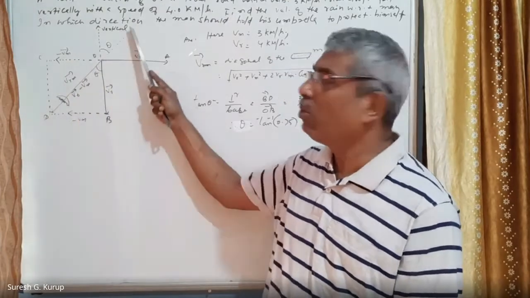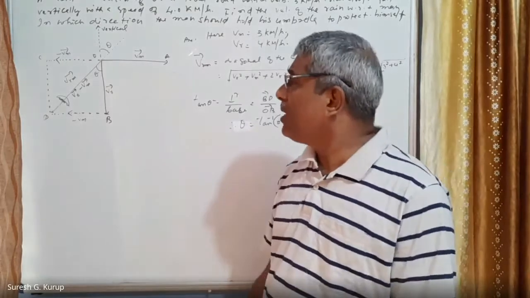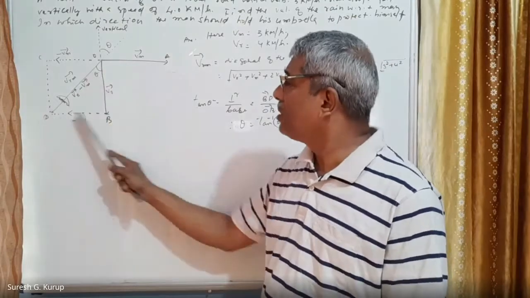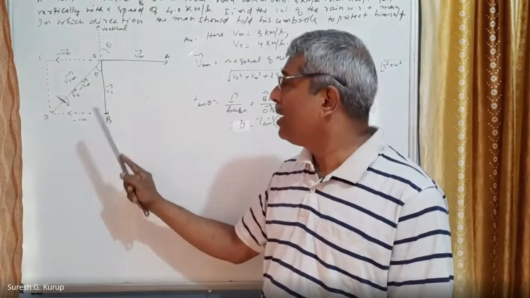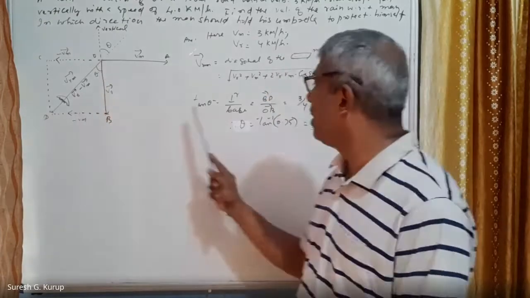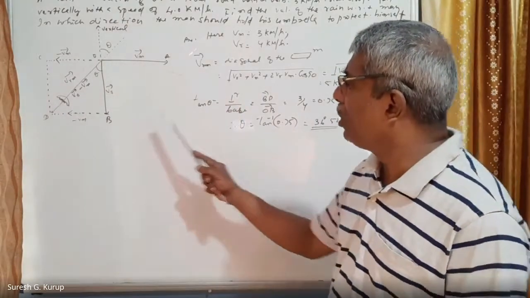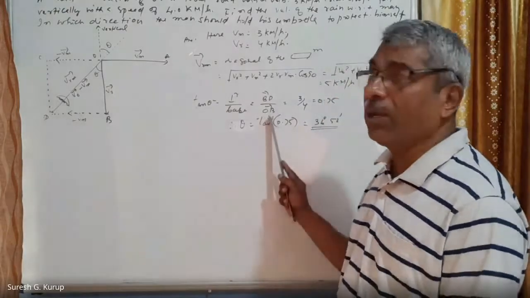This is the direction of holding his umbrella to protect the man from the rain, right? So in this case, you will take this triangle. This is a right angle triangle, right angle at this point. Therefore, tan theta is equal to perpendicular by base. What is perpendicular? Perpendicular is BD. What is base? Base is equal to OB.